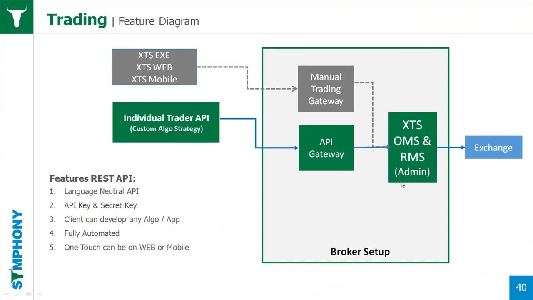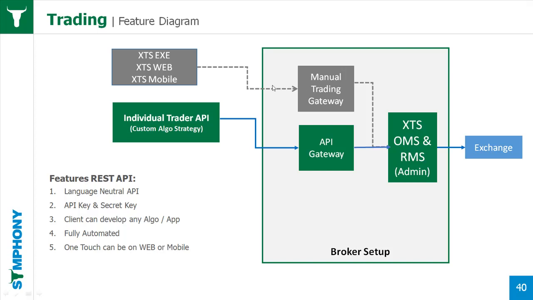This is the trading feature diagram. XTS OMS and RMS will be hosted at our partner brokers like Composite, 5paisa, India Infoline, Nirmal Bang, and many more brokers we have already hosted. XTS OMS and RMS will be connected to Exchange. It has two gateways. One is the manual trading gateway, another one is the API gateway.